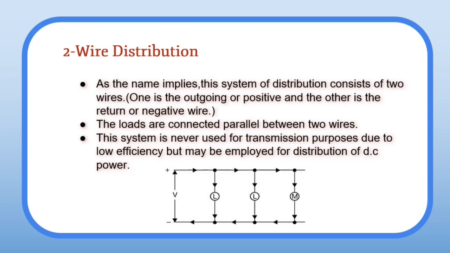power. So in the second point, one notable point is that every load connected to this distribution system is connected in parallel in order to decrease the resistance. In this picture, in the bottom, you can see there are 3 loads, L, and M. So you can see all the three loads are connected in parallel.